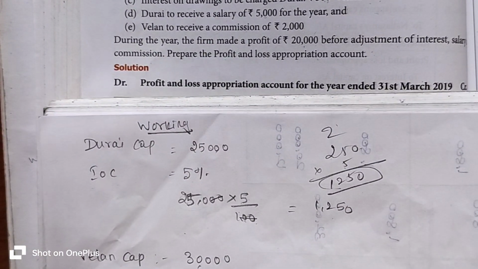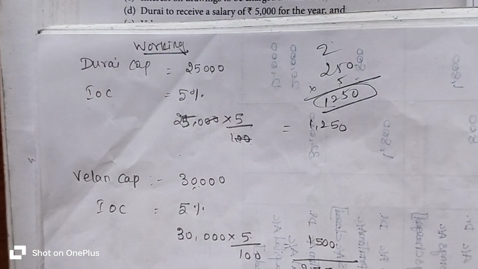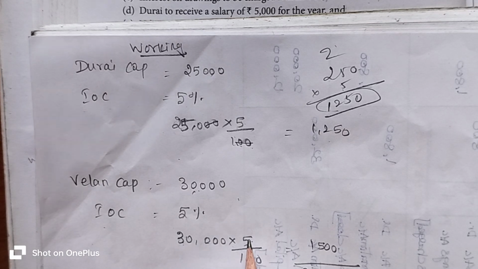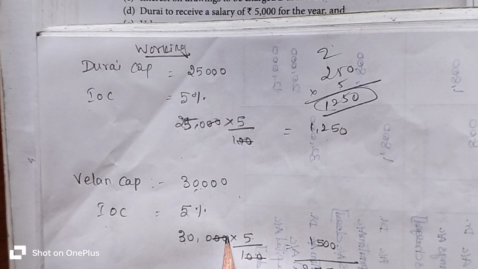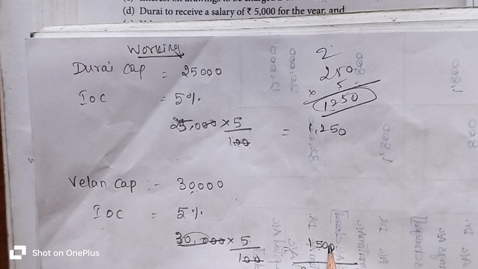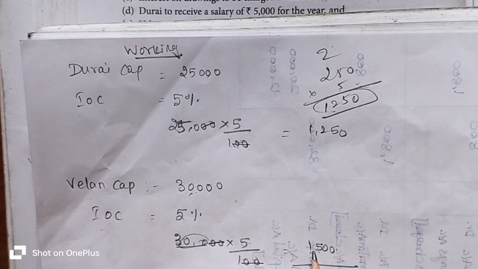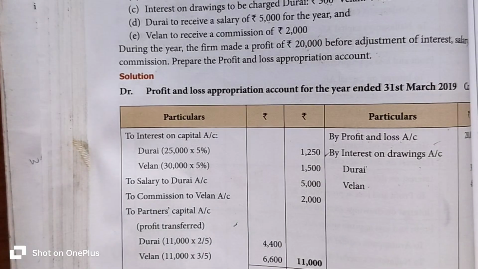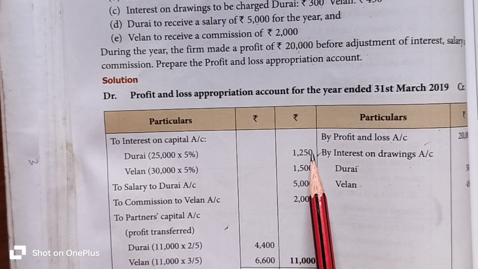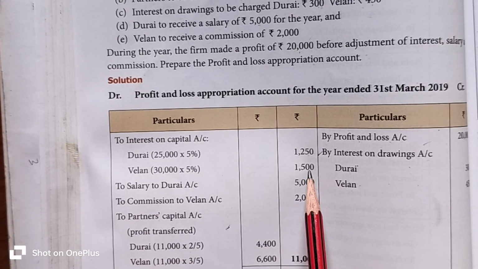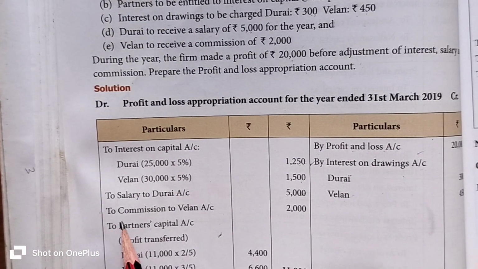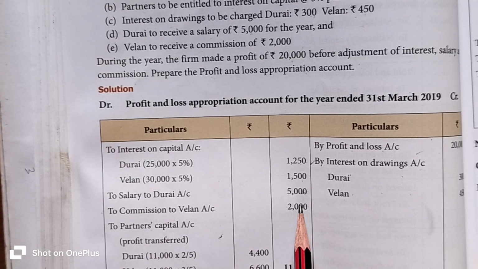Then Velan's capital is 30,000 rupees. Interest on capital 5%. So 30,000 into 5%, means 5 by 100. This 20 is cancelled for this 20. Remaining 300 into 5. 3 5s are 15. This 20 is added here. So Velan's interest on capital is 1,500 rupees. So we entered Durai's interest on capital 1,250, Velan's interest on capital 1,500 rupees, and Durai's salary of 5,000 rupees on the debit side, and Velan's commission of 2,000 rupees.